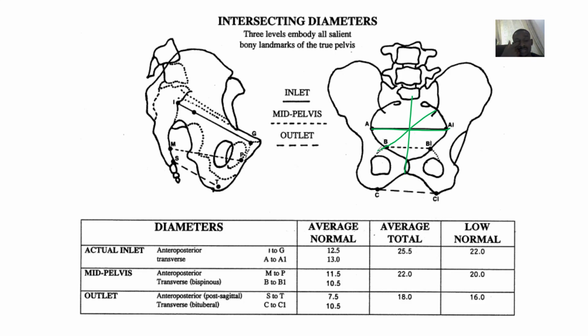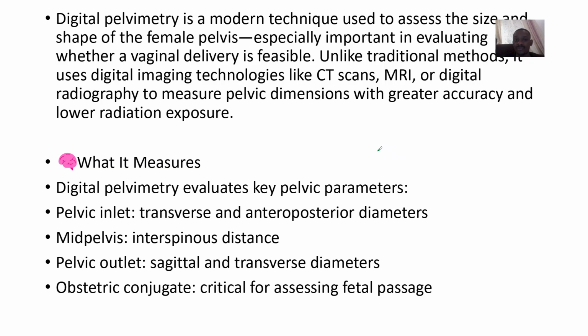Then I'm trying to measure the oblique. Do you understand? So the diameters, the sizes I get from here, will make me know if a woman can be able to give birth through the birth canal, or we need a cesarean section. So it's just a modern technique. It's used to assess the size and shape of the female pelvis, especially important in evaluating whether the woman can be able to do a vaginal delivery.